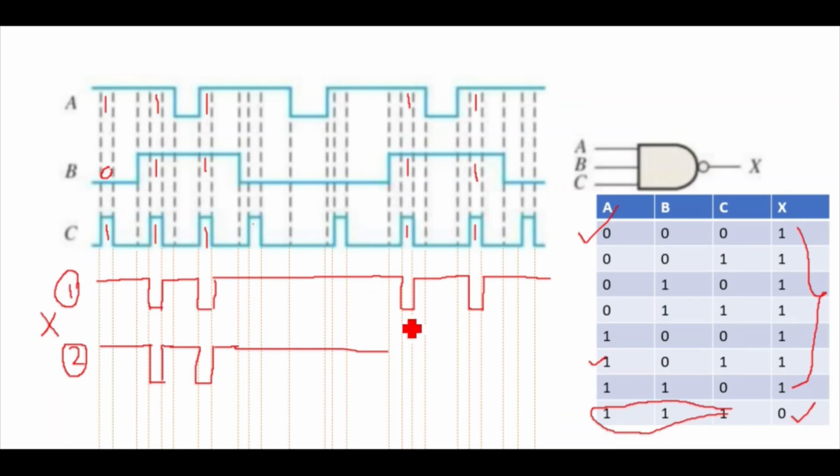Now C is 0, so we will make it 1 again. Here all the inputs are 1, so it will go to 0. Again C is 0 till this value, so it will again become 1 and remain 1 till this value. Again here you can see all the inputs are 1, so it will again go to 0. And next again C is 0, so it remains 1 till the value C is 0. Here we can see B becomes 0, so it will remain 1.